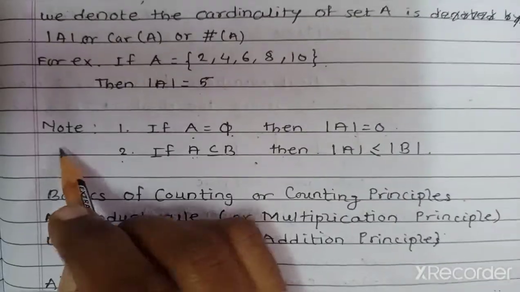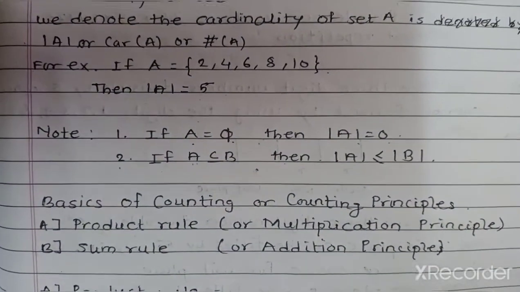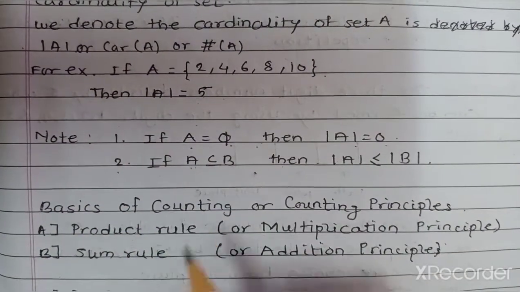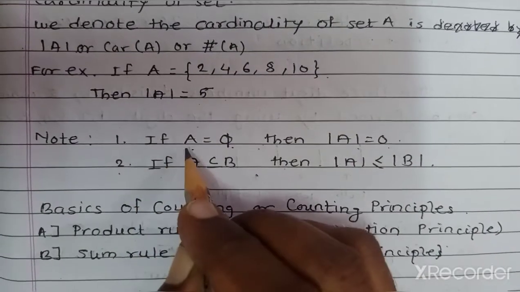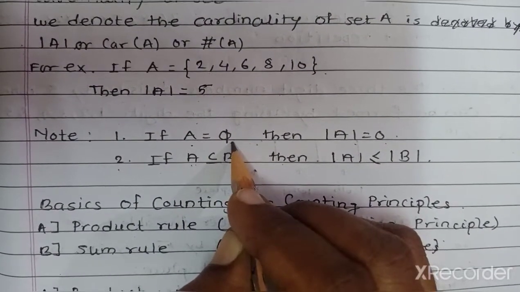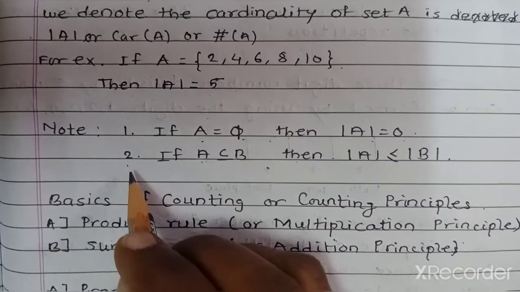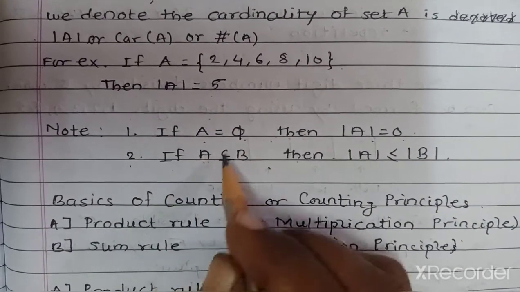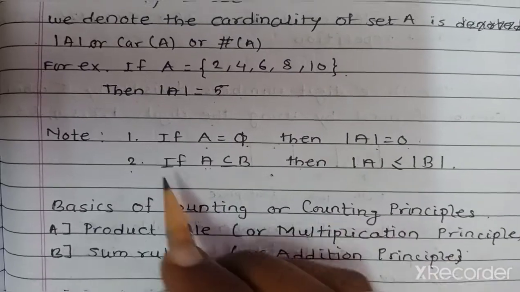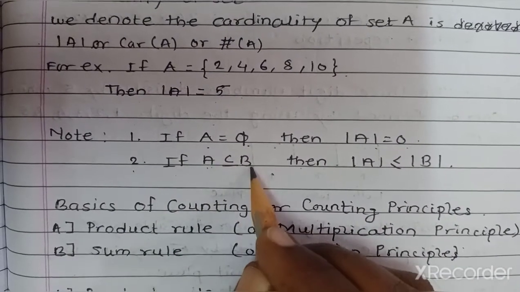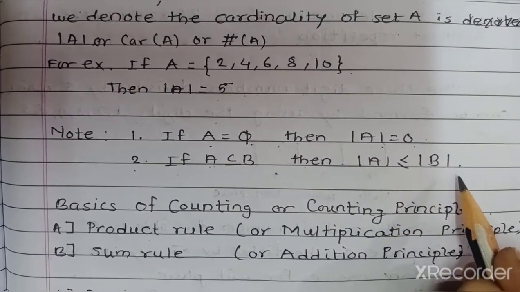See the note related again to the cardinality of a set. If A is equal to the empty set, then cardinality of A is equal to 0. Second, if A is a subset of B, then cardinality of A is less than or equal to cardinality of B.